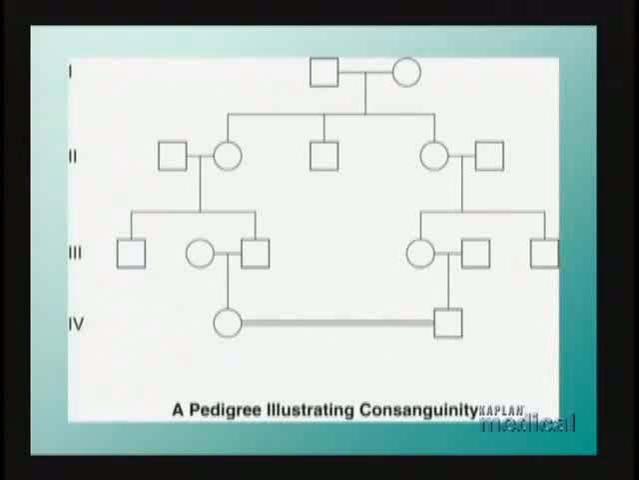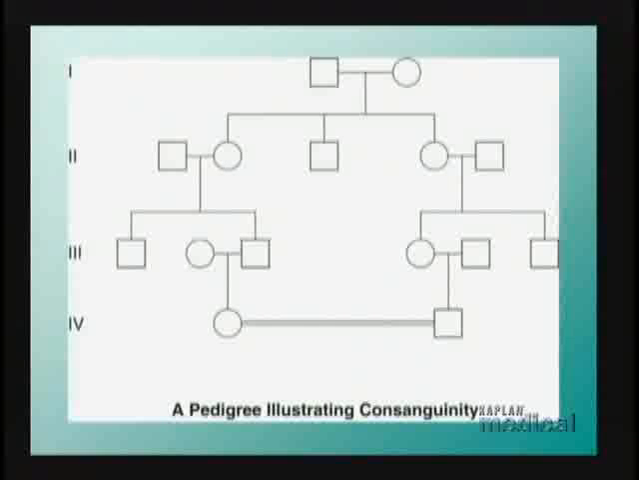Another complication for trying to do calculations involving population genetics is consanguinity. This slide shows an example of a pedigree in which consanguinity has occurred. In this particular example, two second cousins have gotten married and are about to have children.